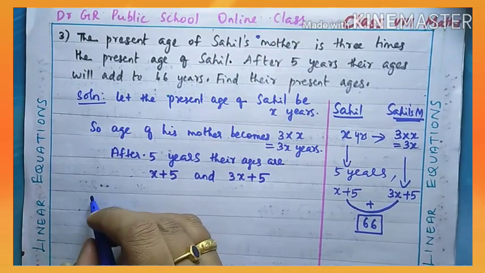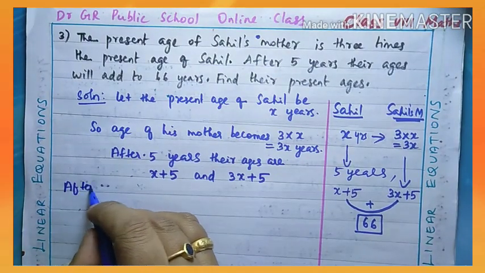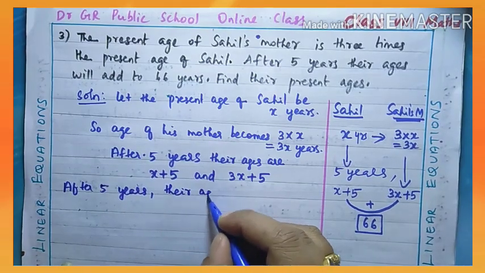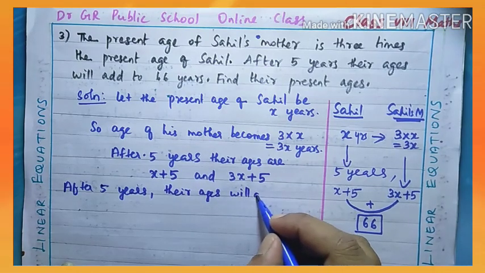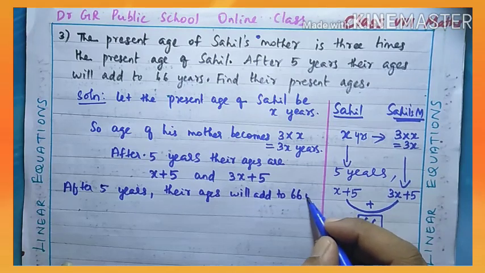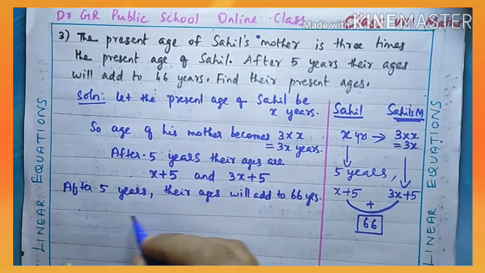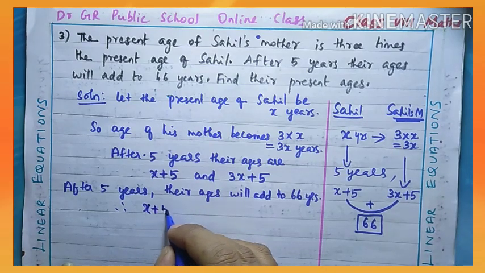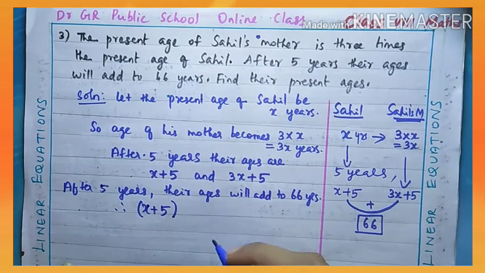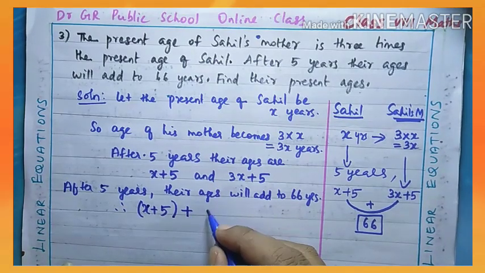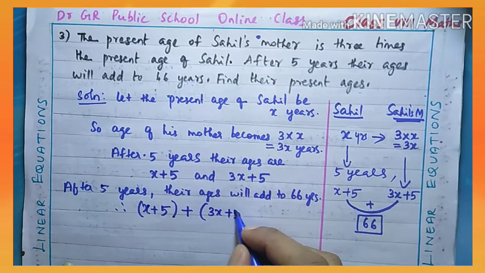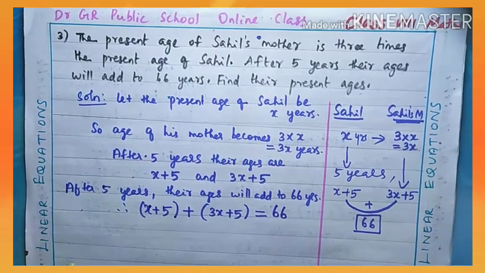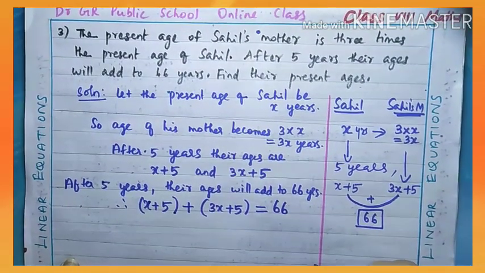Now what? After 5 years, what is given in the question? Their ages will add to 66 years. Okay. Therefore, what we can write? After 5 years means x plus 5, so this is the age of Sahil. Plus, you want to add 3x plus 5, mother's age after 5 years. Both quantities add up to 66. So this is the required linear equation.